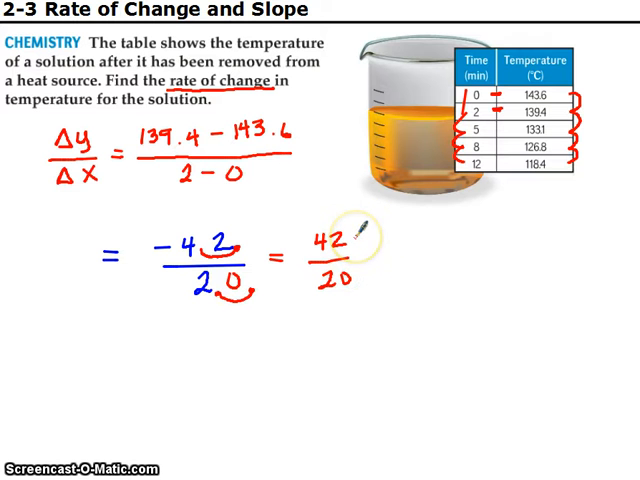So what are both of these divisible by? Okay, we can divide them both by 2, and we get 21 over 10. All right, you can't reduce that anymore. Top's only divisible by 7 and 3. Bottom's only divisible by 5 and 2. So that's going to be our rate of change, 21 over 10.